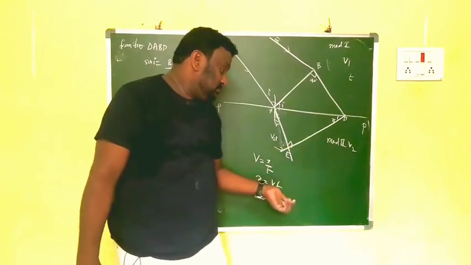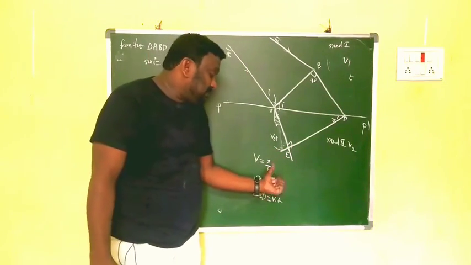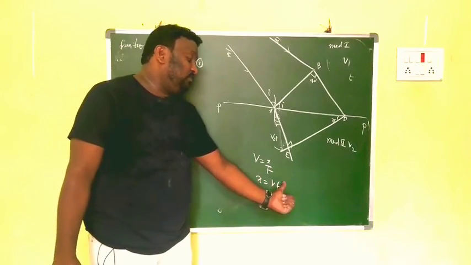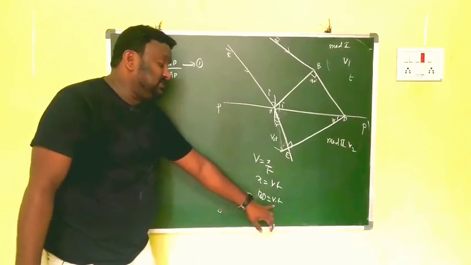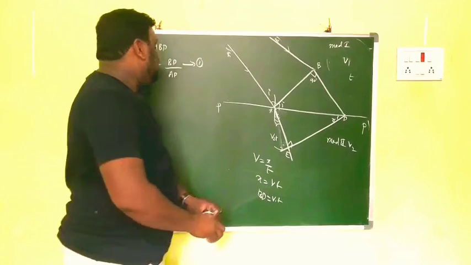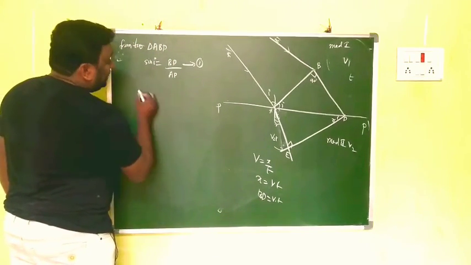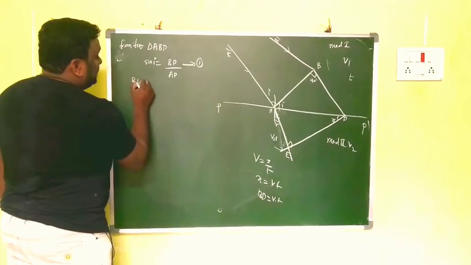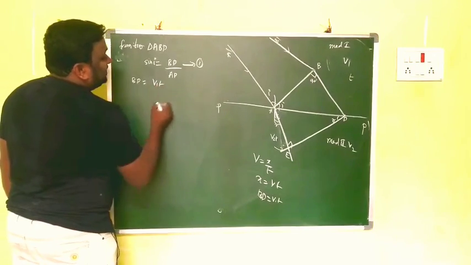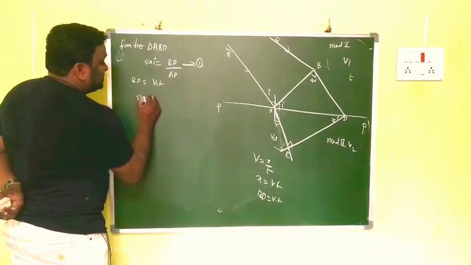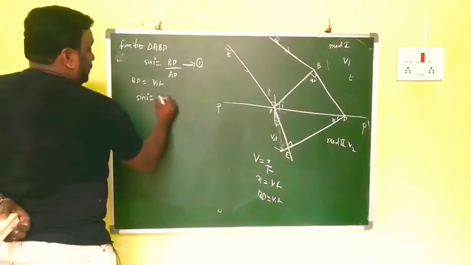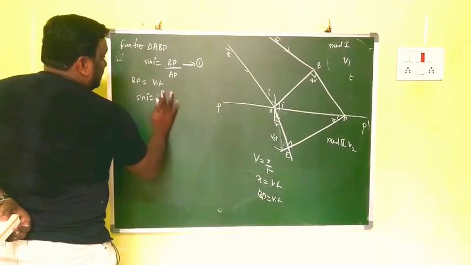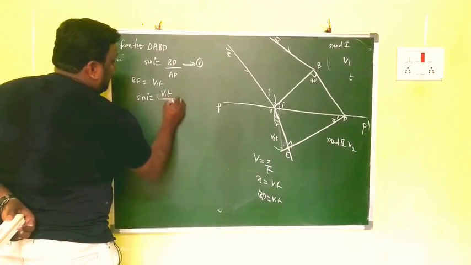Already we know that velocity is equal to displacement by time, and x is equal to v into t. From that, BD is equal to v1 into t. Like that I am writing here: in the first medium, BD is equal to v1 into t. Substitute there. Then sin I is equal to v1 into t by AD.